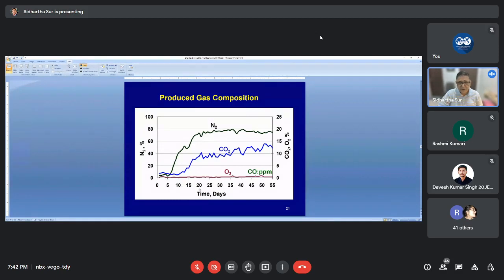It doesn't take part in the reaction. This is an indication of communication of injector to producer. So quickly it builds up to 79%, which is present in the air. And oxygen, there is no oxygen in the production well because all the oxygen is consumed in the high temperature front. But why does the carbon dioxide take such a long time to come up? Only because it is highly soluble in oil and water.